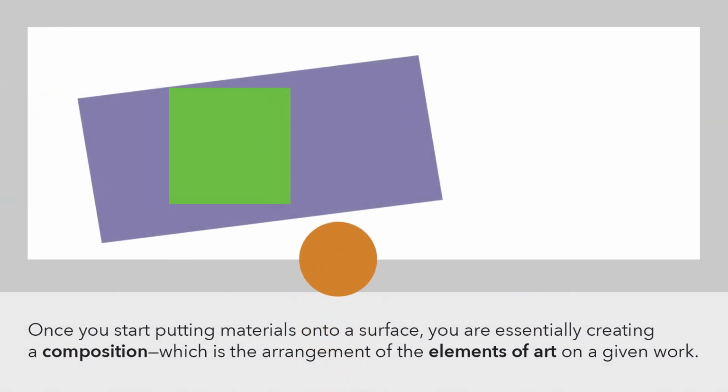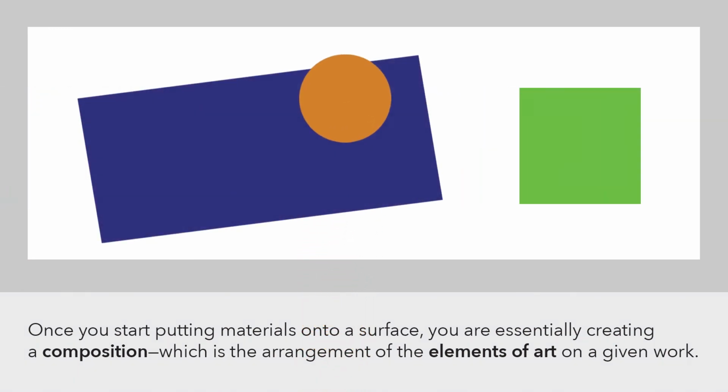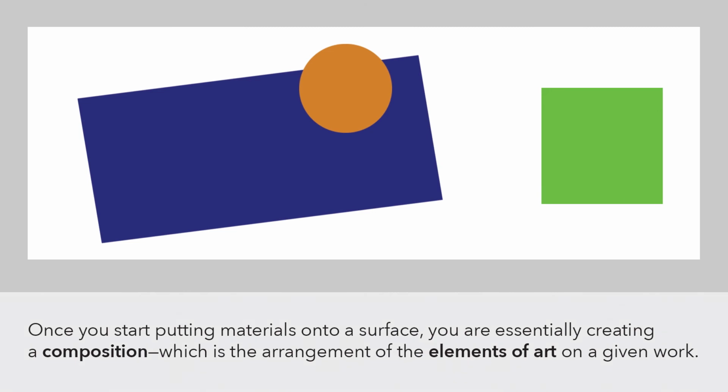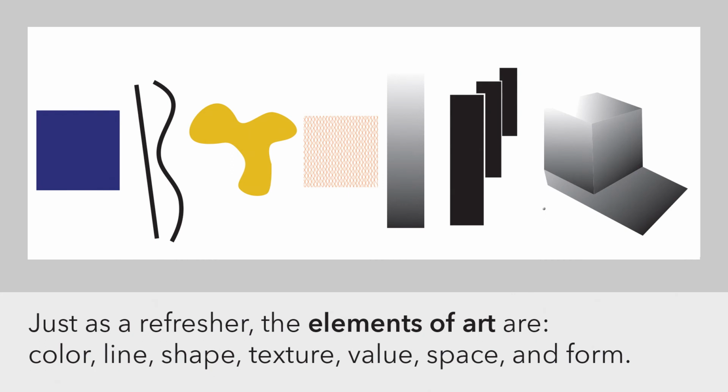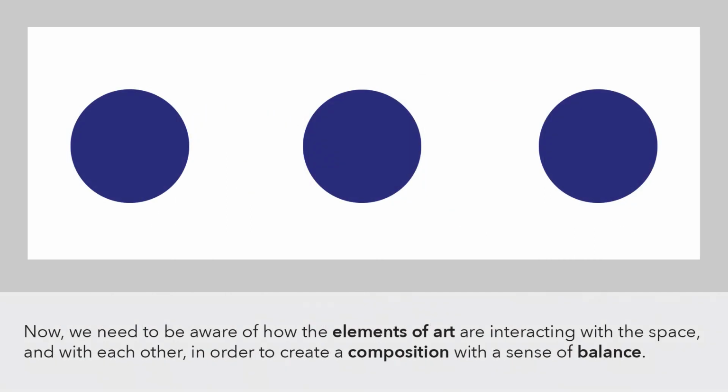Once you start putting materials on a surface, you are essentially creating a composition, which is the arrangement of the elements of art on a given work. Just as a refresher, the elements of art are color, line, shape, texture, value, space, and form. Now, we need to be aware of how these elements are interacting with the space and with each other in order to create a composition with a sense of balance.